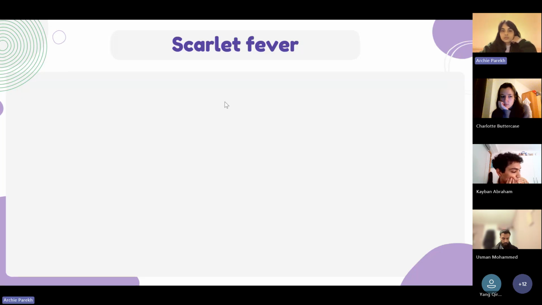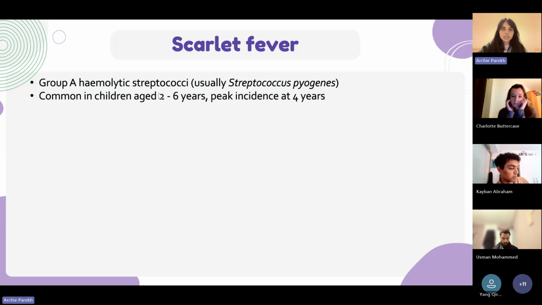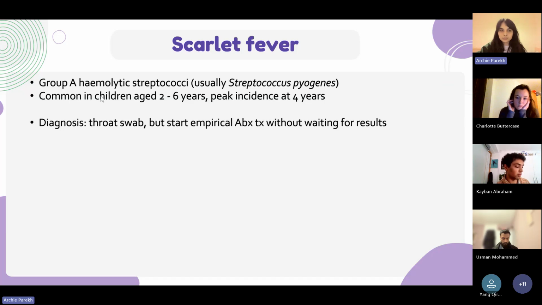So scarlet fever, we've talked about staphylococcus. Now we're moving on to streptococcus, which is also a very important bacteria. And scarlet fever is caused by group A hemolytic streptococcus. It's common in younger children, and you diagnose it by doing a throat swab. However, you're not going to wait for the results to start your antibiotics.